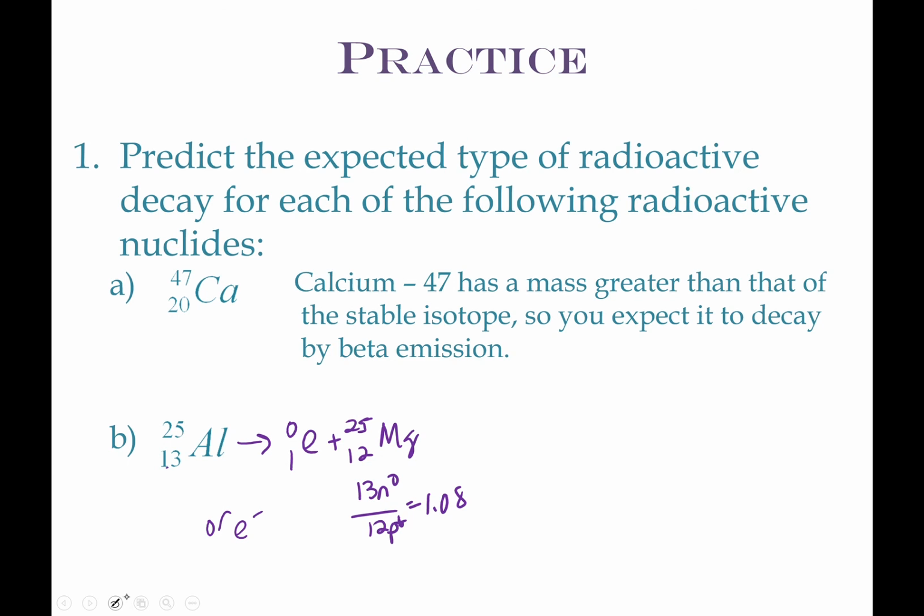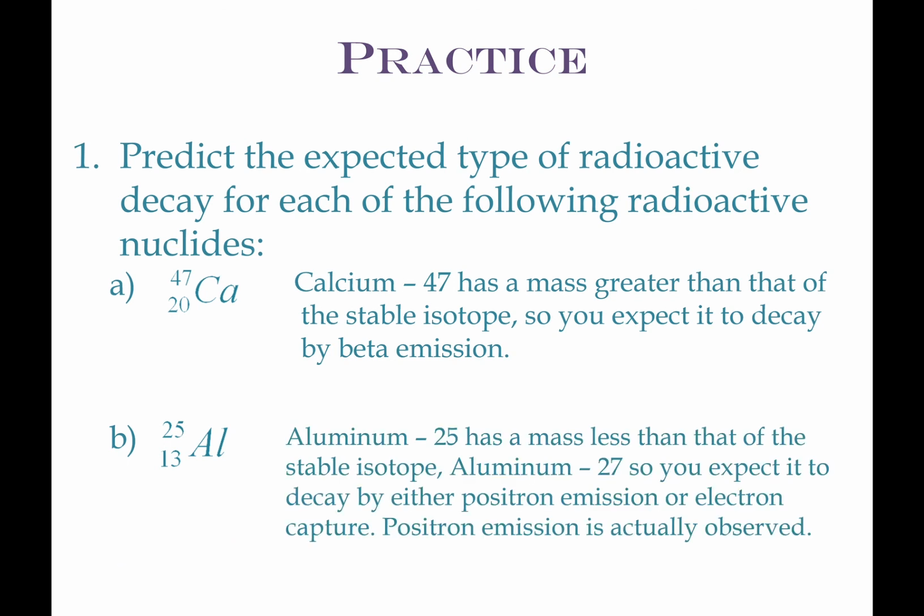So, and I'll put the writing up there for you. Aluminum 25 has a mass less than that of the stable isotope. If you were to look at aluminum 25 on the periodic table, the average atomic mass is 26.98, sorry. And it's less than that. So we would expect that this has to come up. So the most stable isotope, actually aluminum 27, is around what they expect it to be. So we would expect positron emission or electron capture. And actually what is seen here is positron emission. So I wouldn't expect you to know the difference between those two.